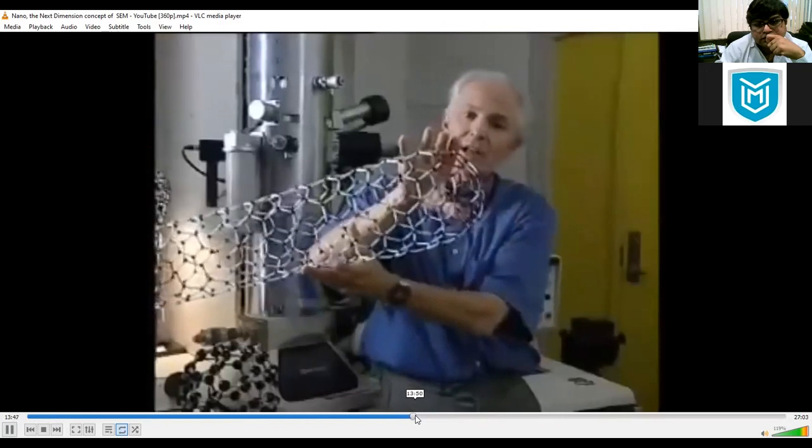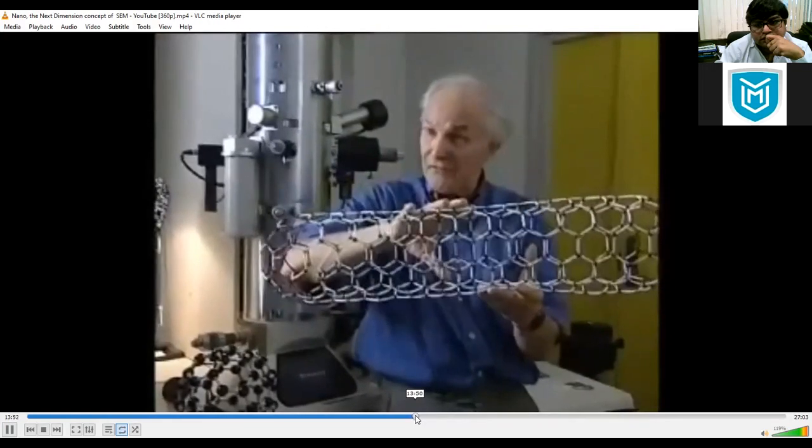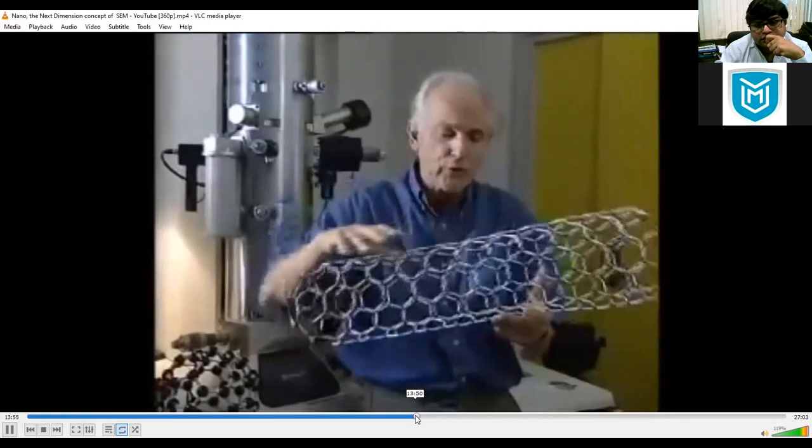It has basically half of C60 at this end and half of C60 at that end, and then is a tube of graphite, a flat sheet which is rolled into a tube.